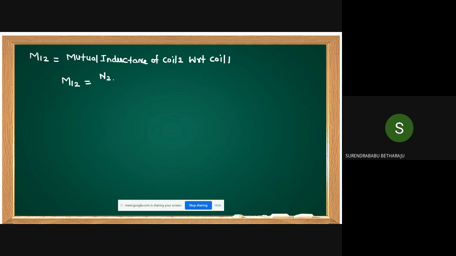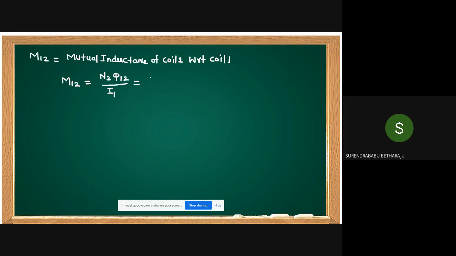Is it total phi 1 linking, or phi 1, or phi 12 linking? Come on, how much flux is linking with coil 2? It's phi 12. Phi 12 is linking. But current is passing in which coil? This is mutual inductance. The current is passing in coil 1.